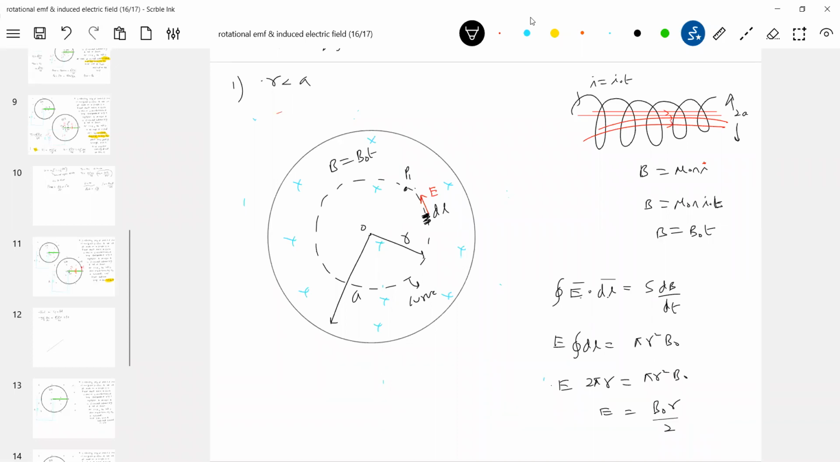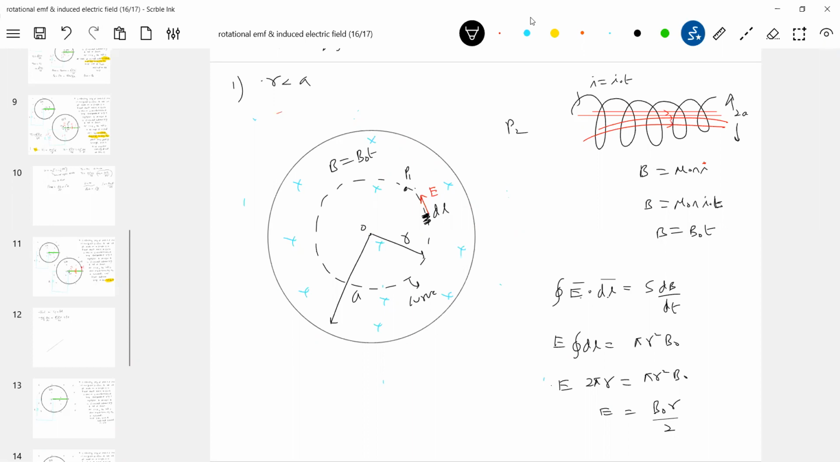So the magnitude E will be tangential to the path at all points on the circle, and as you move away, the induced electric field will keep on increasing. Then on the circumference, how much will it be? Put r equal to a. This will be the magnitude of the induced electric field. As r increases, it increases. What about a point outside?